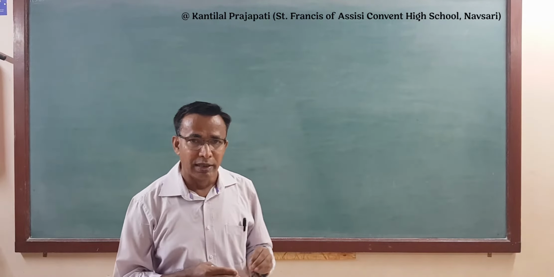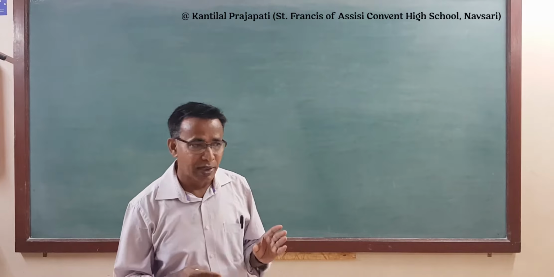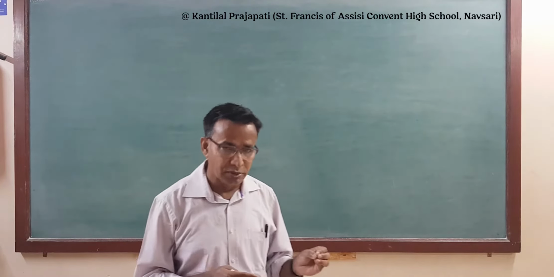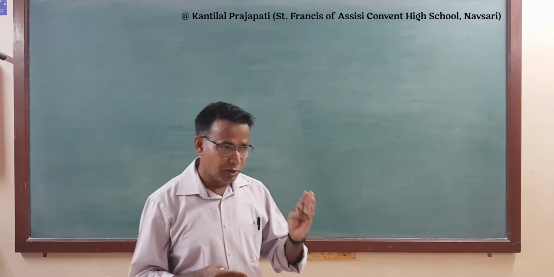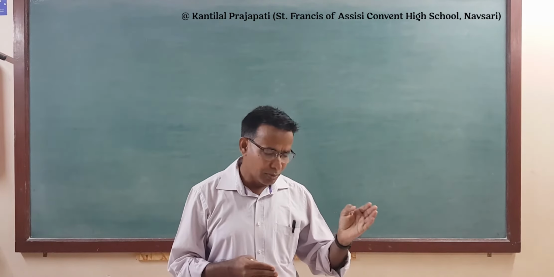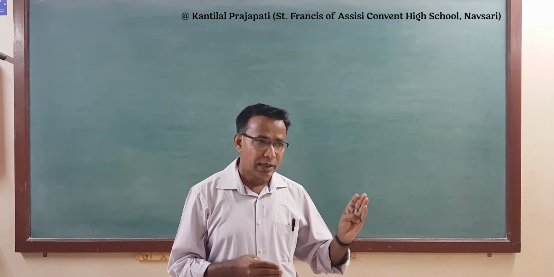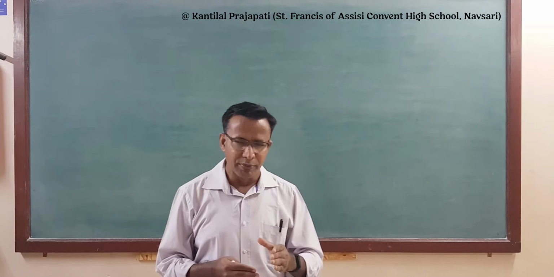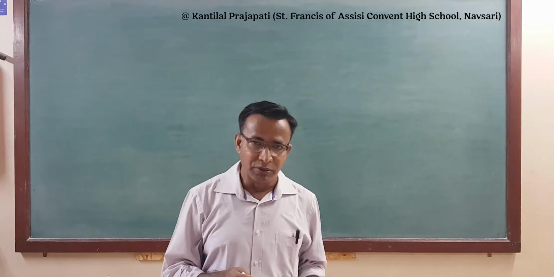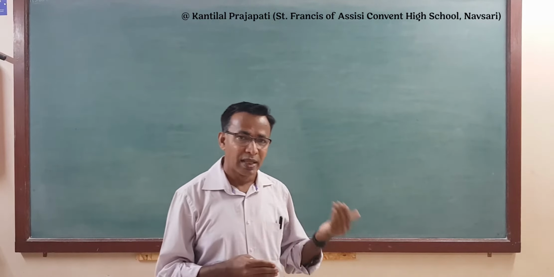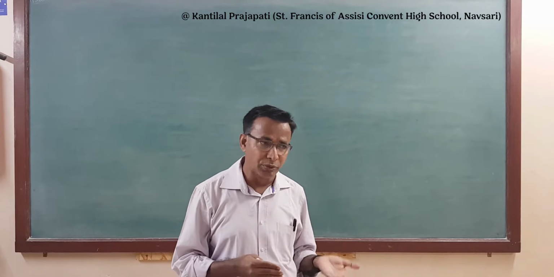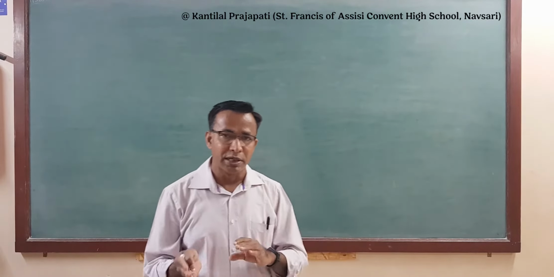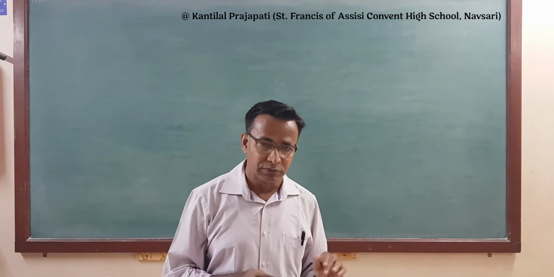Right? Then we have prepared the table of the values of the trigonometric functions for the radian measures: 0, pi by 3, pi by 4, pi by 6, pi by 2, then pi, 3 pi by 2, 2 pi, etc. We have prepared the table, which you have done already in SSC also.